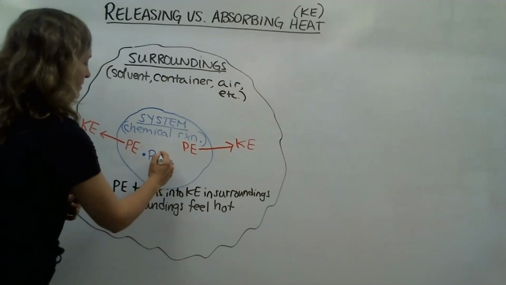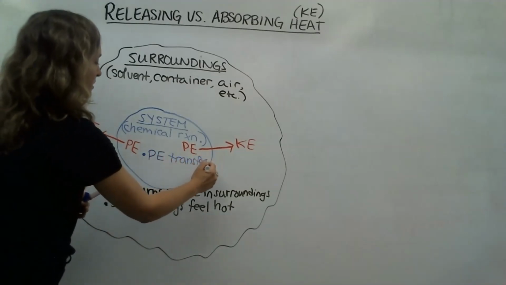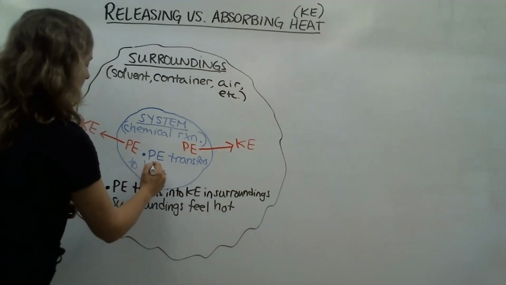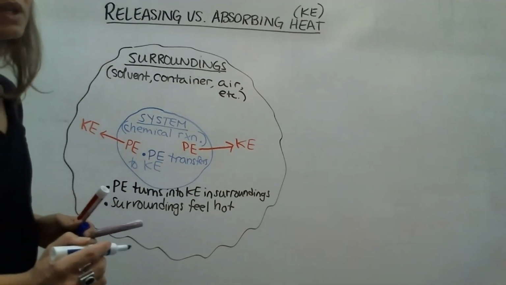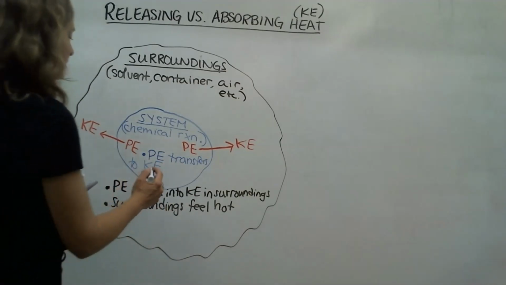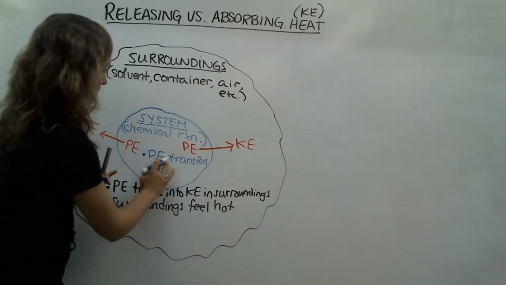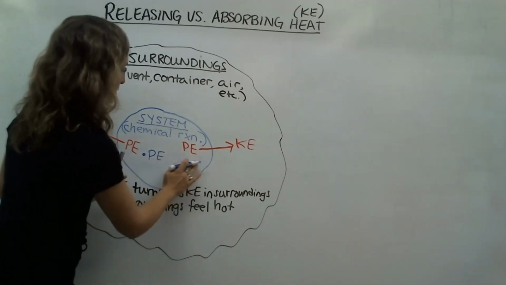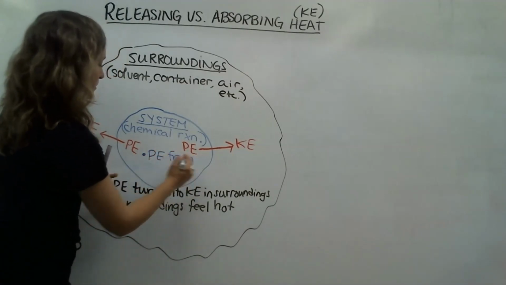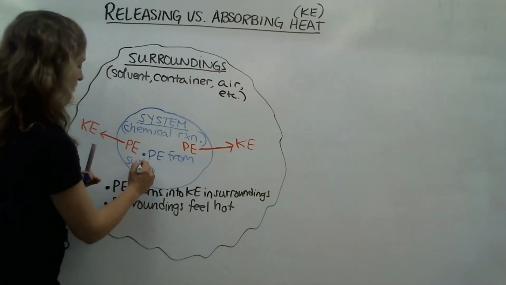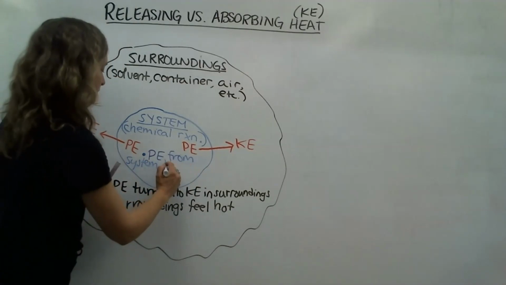Potential energy transfers to kinetic energy from system to surroundings. So let me actually make a change here, pardon me. Potential energy from the system transfers to kinetic energy in the surroundings.